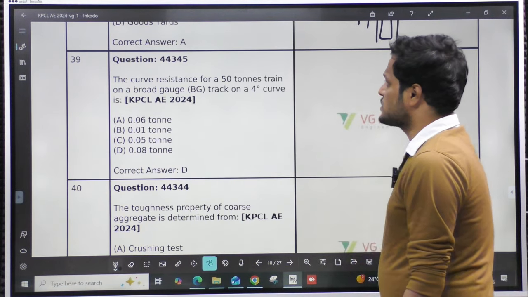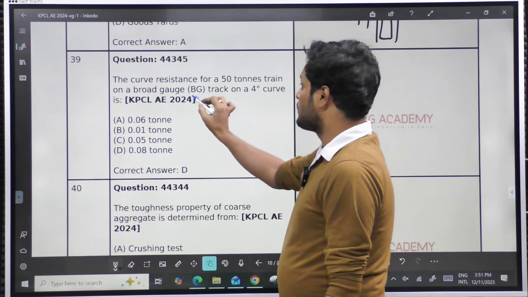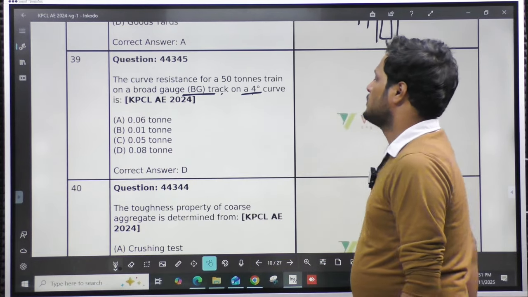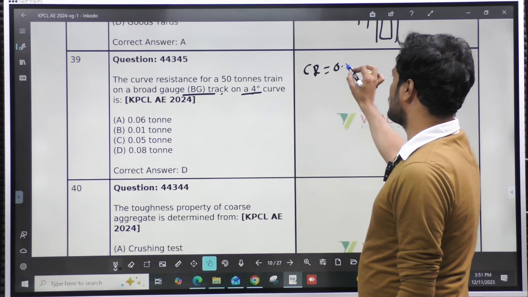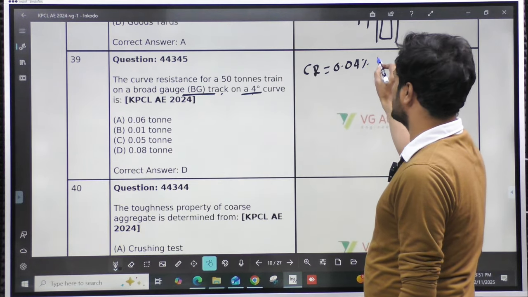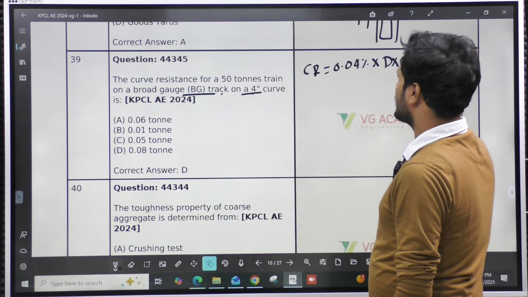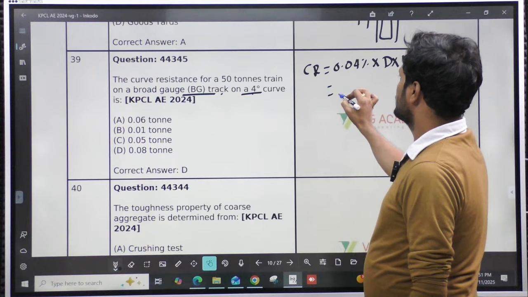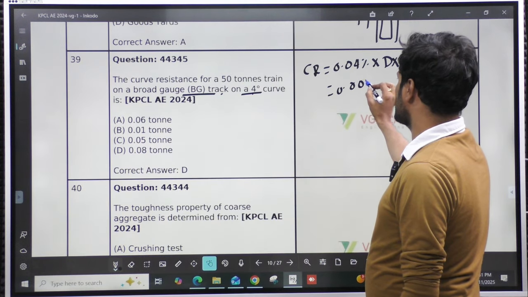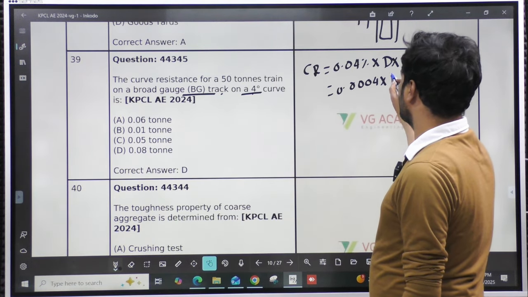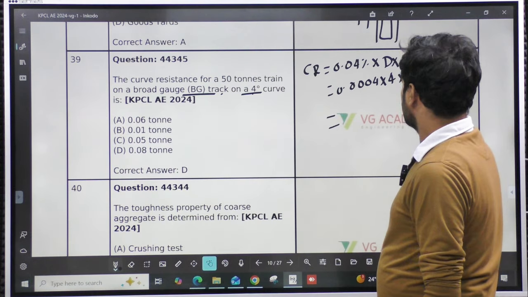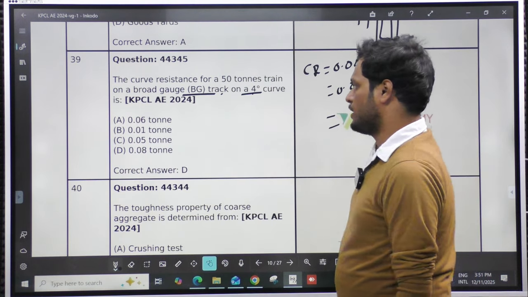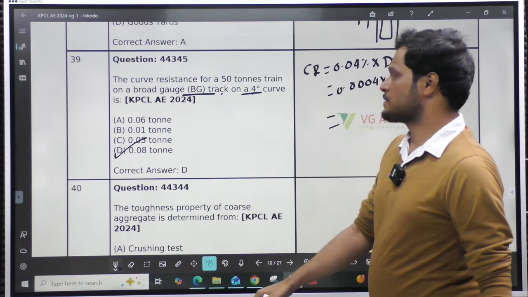The curve resistance for a 50-ton train using broad gauge: for broad gauge the curve resistance formula is given by 0.04% of the degree of the curve into W. So 0.0004 into 4 into 50 tons. 4 fours are 16, 16 fives are 80. So 0.08 tons.